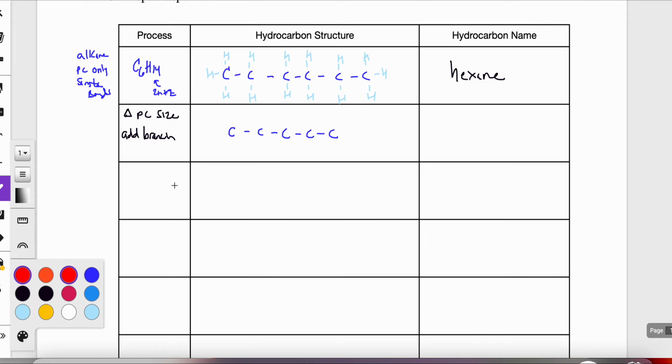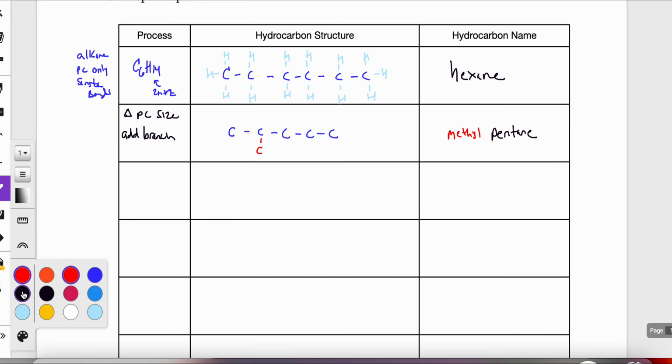So I'm going to add a branch, and branches have to be on the interior, cannot be on a terminal carbon. So here we go. This is a 5-carbon parent chain, which is pentane. The branch n equals 1, so it is methyl. And we're going to keep doing this until we reproduce the same structure. So we'll come back to this.